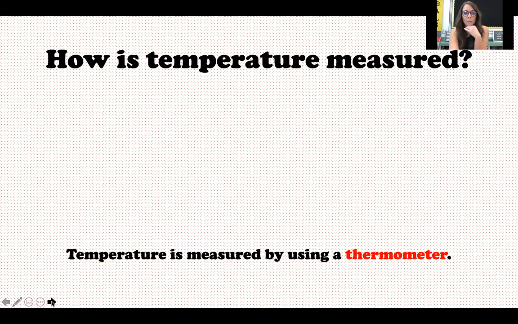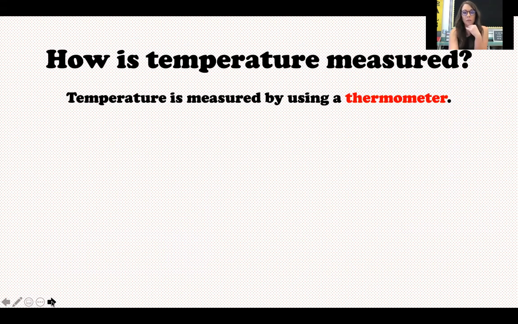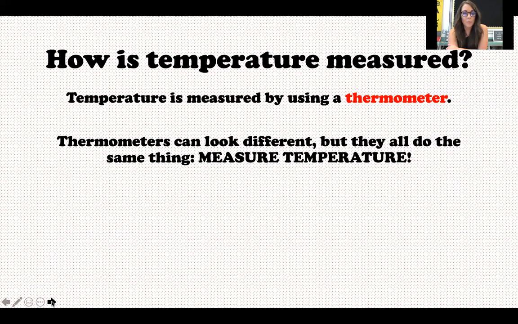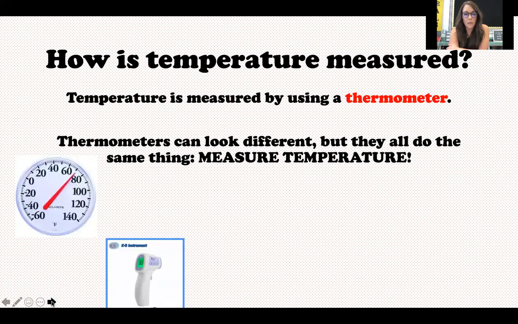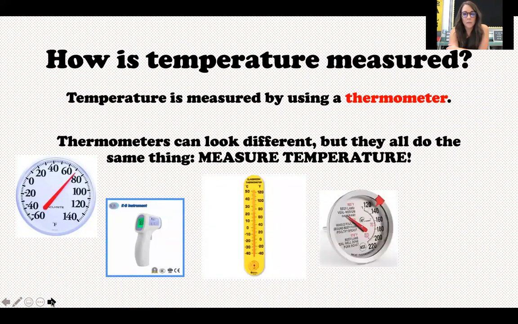It says, how is temperature measured? Temperature is measured by using a thermometer, and that's one science tool that you're pretty familiar with. We used these last year in second grade if you were here. Thermometers can look different, but they all do the same thing, which is measure temperature. And here are some different examples of different types of thermometers that you may see, all right? They look different, they might work in a little bit different ways, but they all are doing the same job, which is measuring temperature.